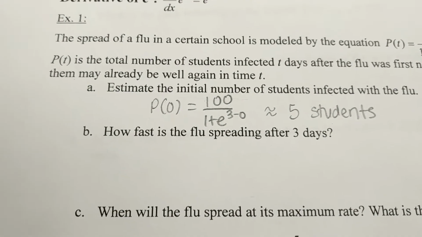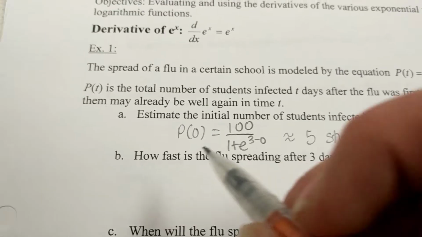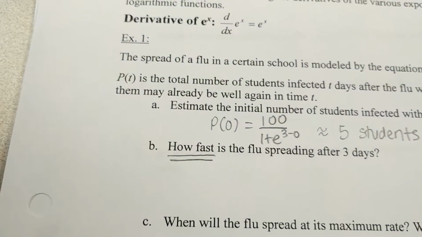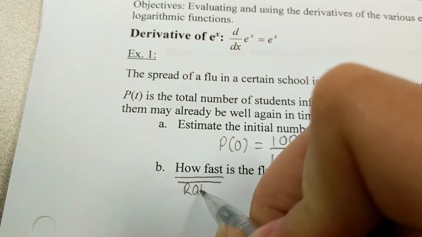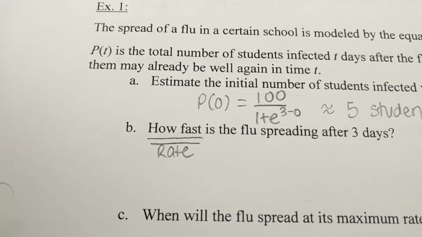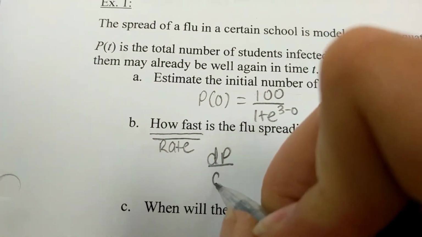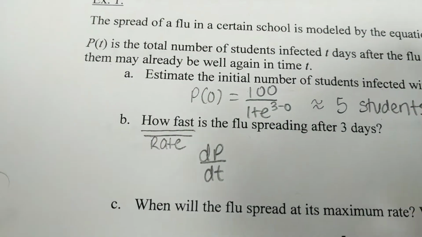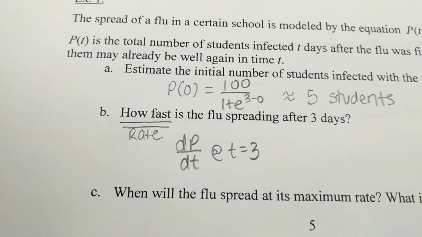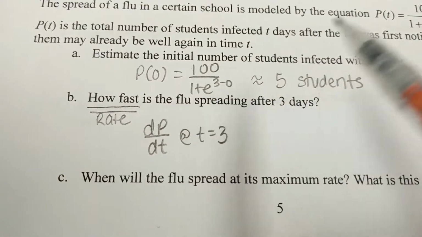So now part B asks a question, how fast is the flu spreading? What I want you to do is make note of these types of questions. How fast? When you see that phrase, that's a rate. And when we start talking about rates, we know that implies a derivative. So we want to know the change in population with respect to time at time 3, because it said after 3 days.